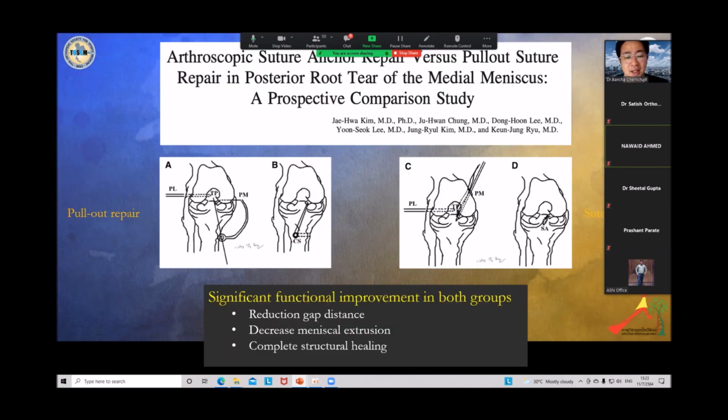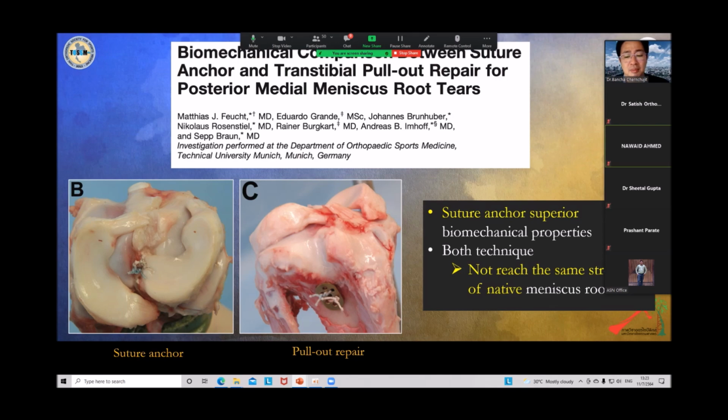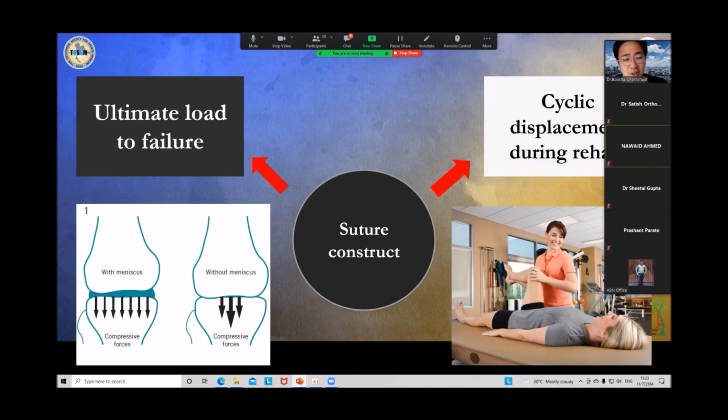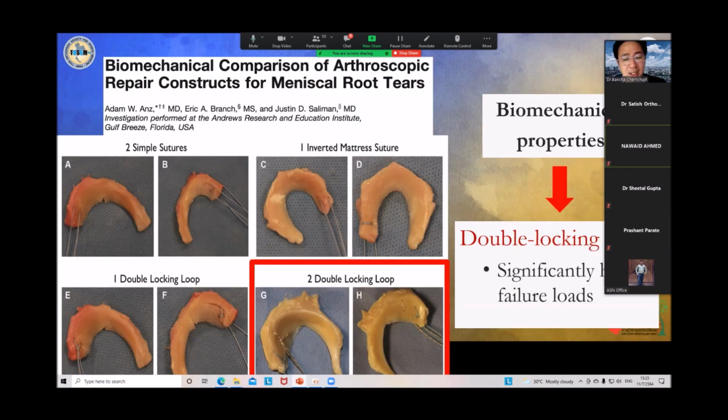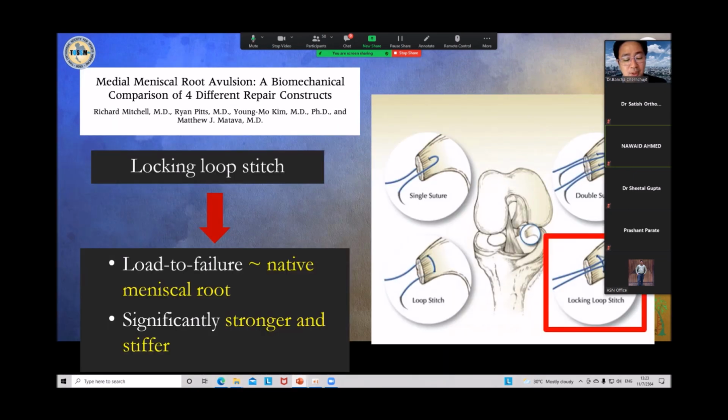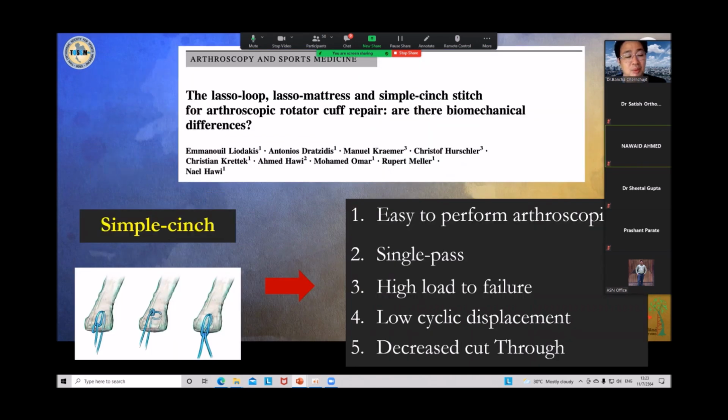From the study, they found that the suture anchor has better biomechanical properties, but the suture construct is still controversial. In these articles, they propose that the double locking loop is the best loop and has better biomechanical properties. The simple cinch is also not too bad. From this article, it's easy, a simple single pass with high load to failure.